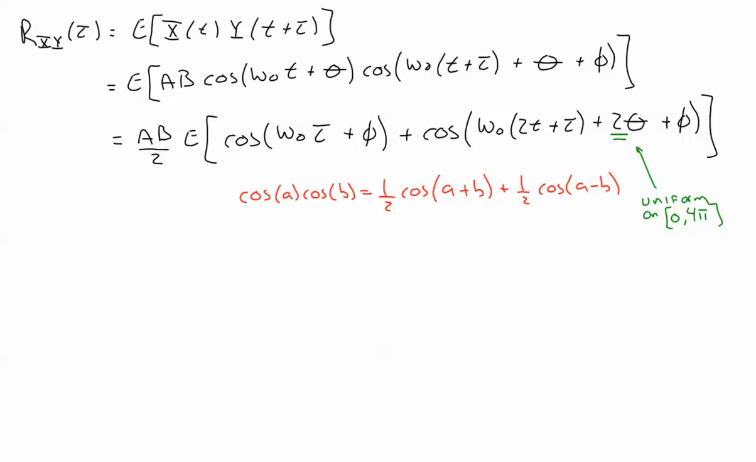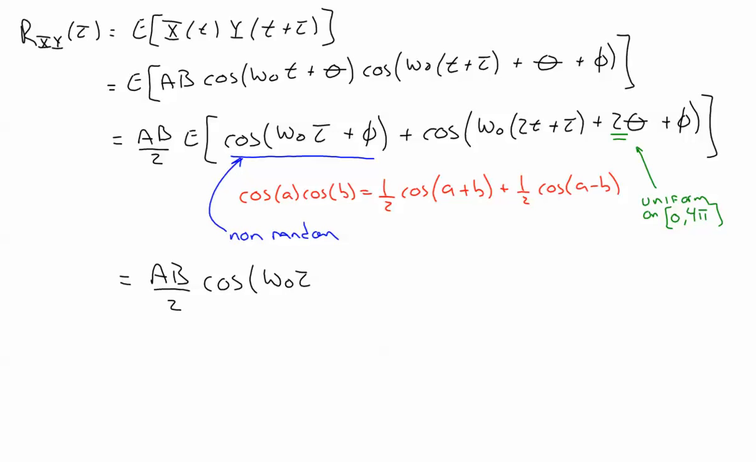All right? And you'll also notice that this thing is non-random. My random variable, capital theta, doesn't show up in this first cosine term. All right, so my cross correlation result is then AB over 2 cosine omega naught tau plus phi.